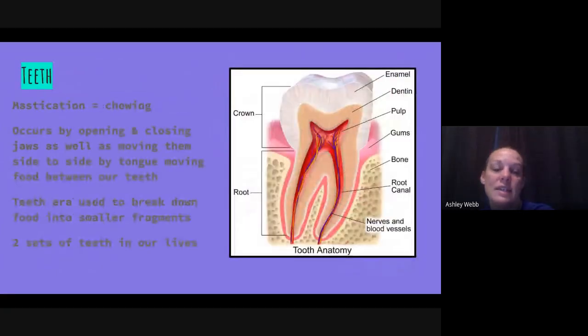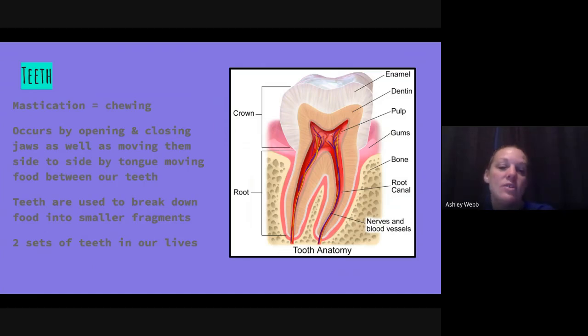When we're looking at the teeth, teeth perform a process called mastication, which is simply chewing. It occurs by our jaws opening and closing, and they also move a little bit side to side, mainly by our tongue moving the food between our teeth. You don't necessarily think about your tongue doing that as you're chewing, but it certainly is moving that food around.